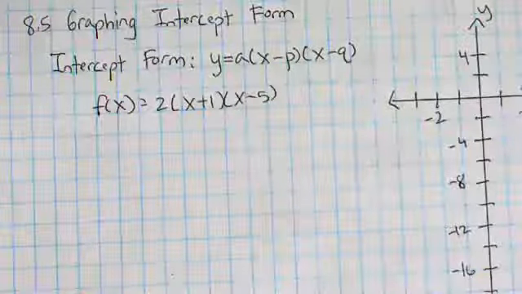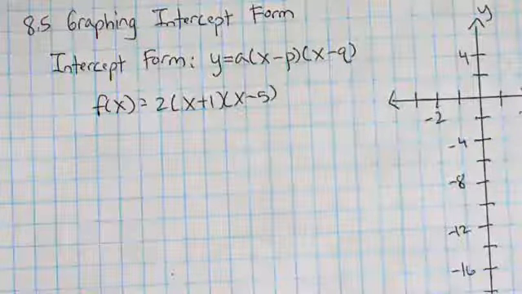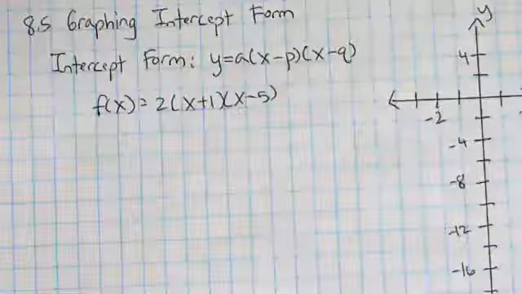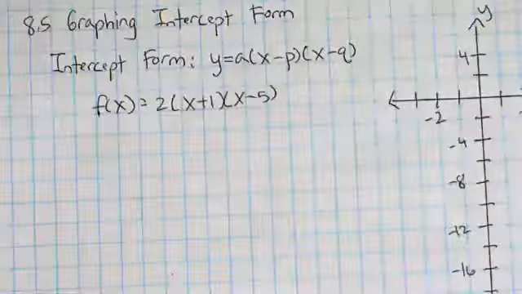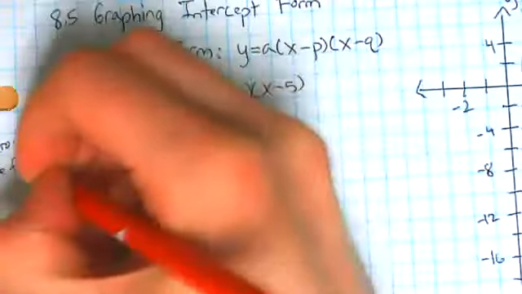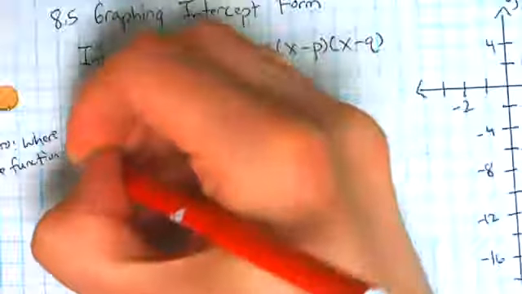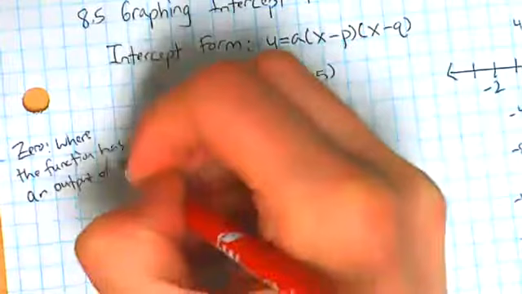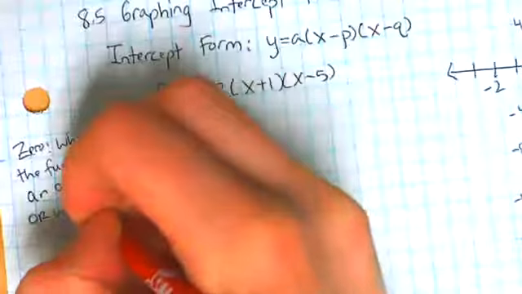So we have f of x is equal to 2, that's our a, times x plus 1 and x minus 5. So we're going to go ahead and graph this thing, and we're going to graph it by finding the zeros of our graph. And our zero is where the function has an output of 0, or where y equals 0.